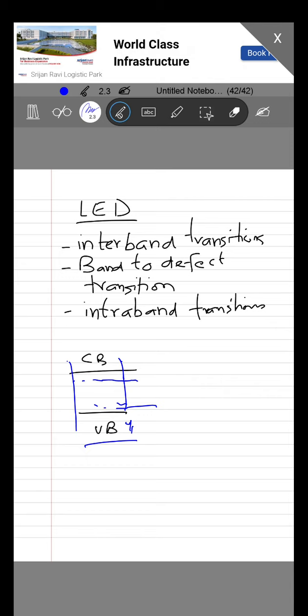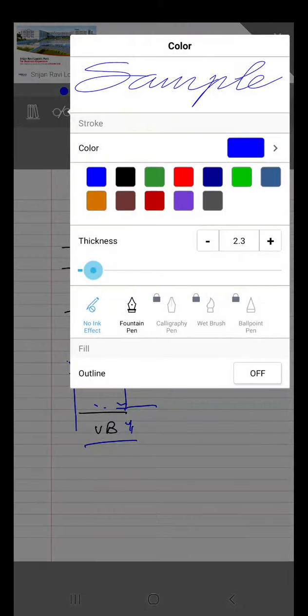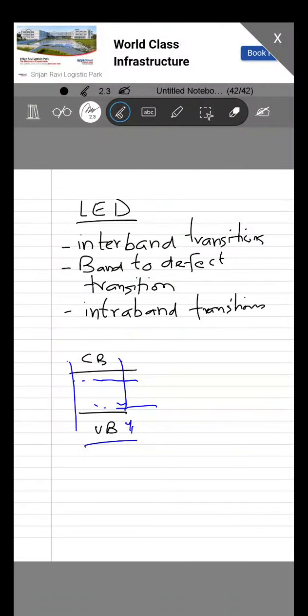So what we require for an efficient optoelectronic device is we need to maximize the radiative transitions.